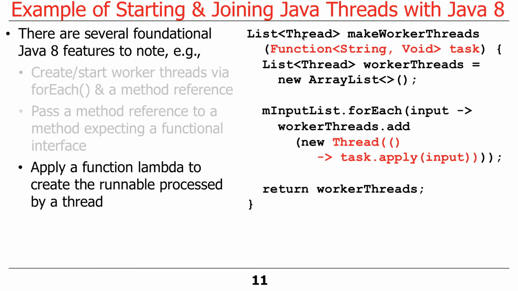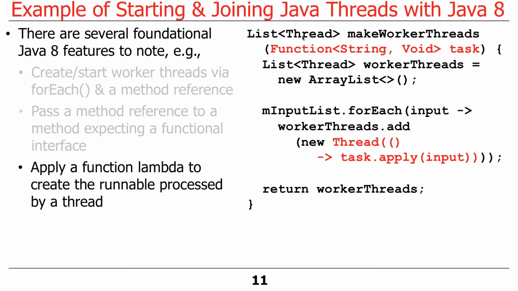Here's an example of using a function lambda to create the runnable that's processed by a thread. So if we were to peek inside the implementation of make worker threads, you'd see that we go ahead and make ourselves an array list of worker threads. And then for each element in our input list, let's say each input string is a work of Shakespeare, so we have like 37 strings or whatever, one for each play that he wrote.